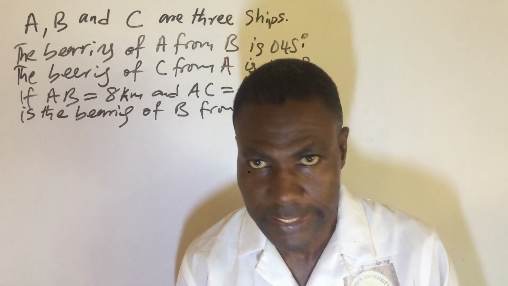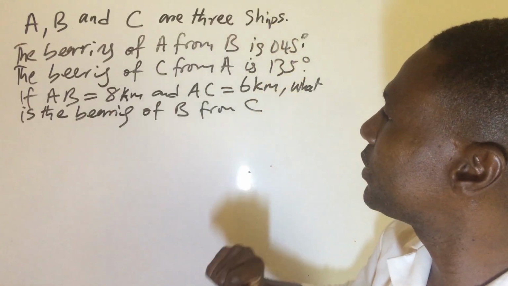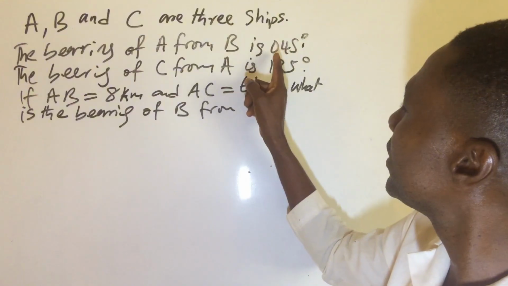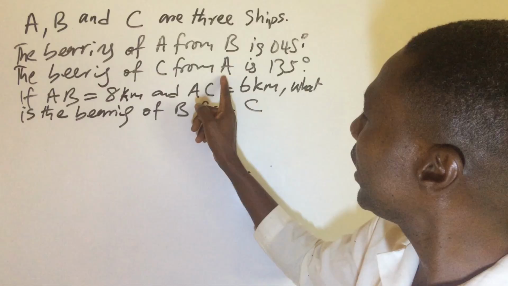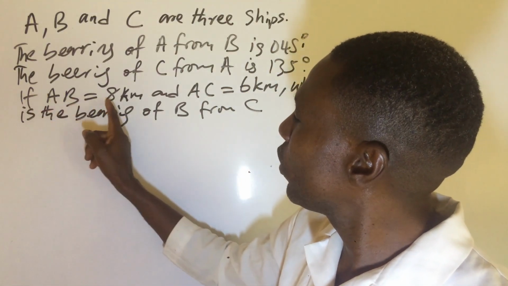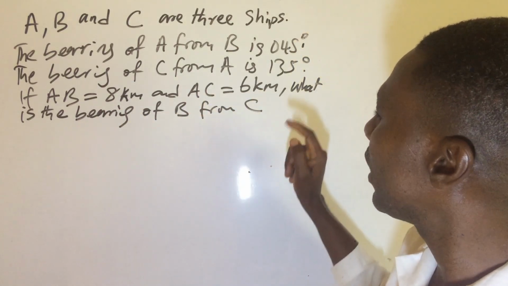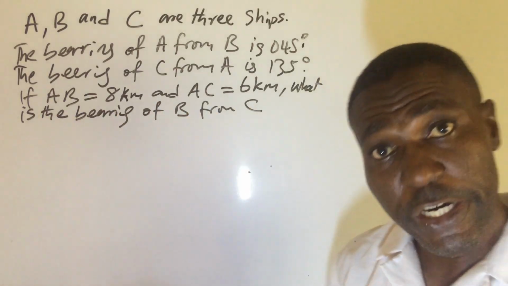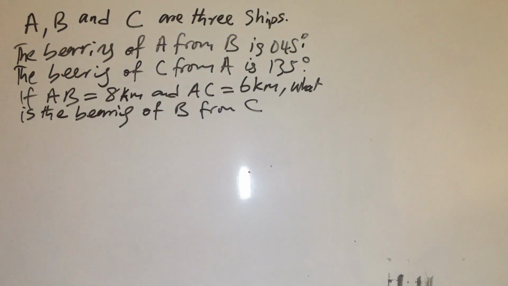This question says A, B, and C are three ships. The bearing of A from B is 045 degrees. The bearing of C from A is 135 degrees. If AB equals 8 kilometers and AC equals 6 kilometers, what is the bearing of B from C? It's very easy to solve. Just pay attention, okay? Now, look at the question.